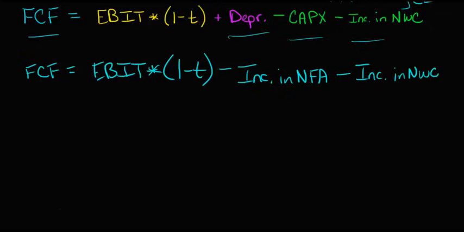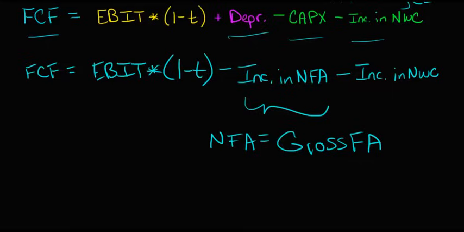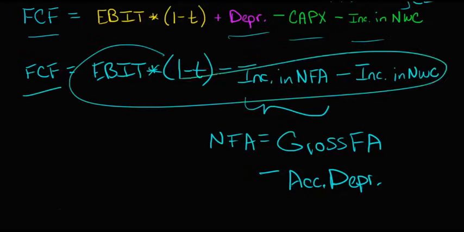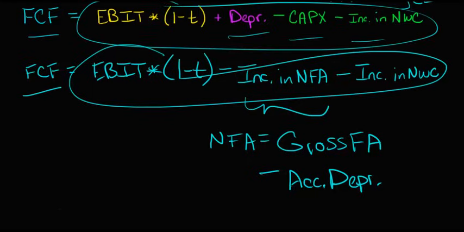Sometimes a professor gives you a problem and they don't specifically give you depreciation and CapEx, but you have a balance sheet and you can see the change from the previous year's balance sheet, and you can see the change in net fixed assets. You can still calculate free cash flow. And when we look at net fixed assets, we're talking about gross fixed assets minus accumulated depreciation. If you calculate free cash flow using this, it will get you to the same place as our original equation for free cash flow.